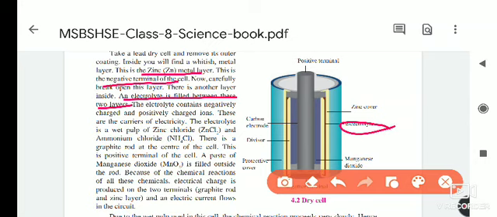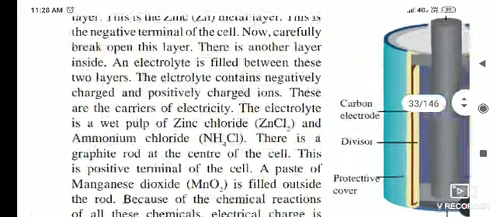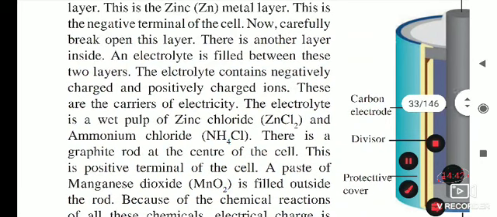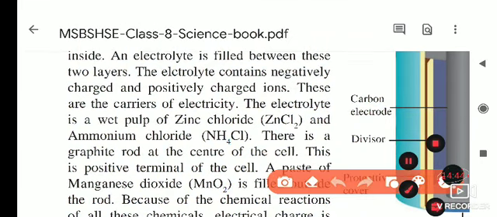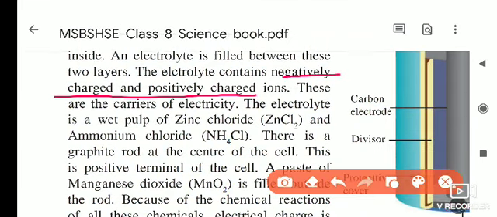The electrolyte contains negatively charged and positively charged ions, and these are the carriers of electricity. Due to these positive and negative charges, the electricity is carried. The electrolyte is a wet pulp. So what is an electrolyte? Electrolyte is a pulp of zinc chloride and ammonium chloride. These two chemicals form the wet pulp, which is the electrolyte, and it is the source of positive and negative charge.